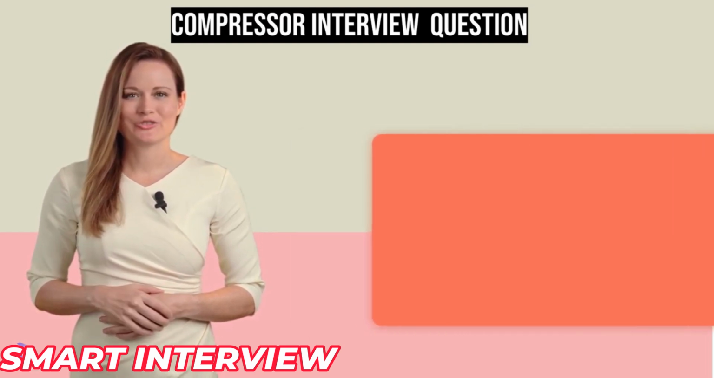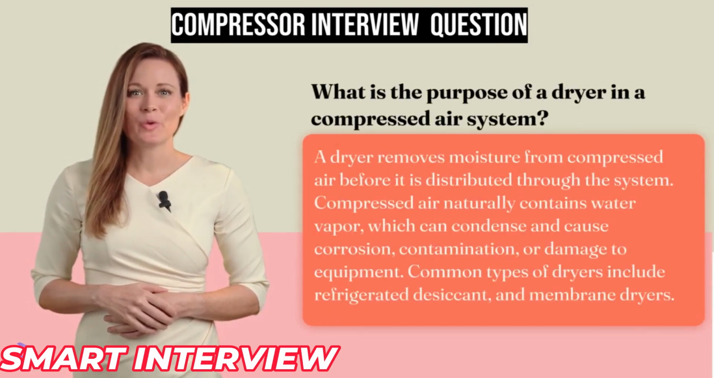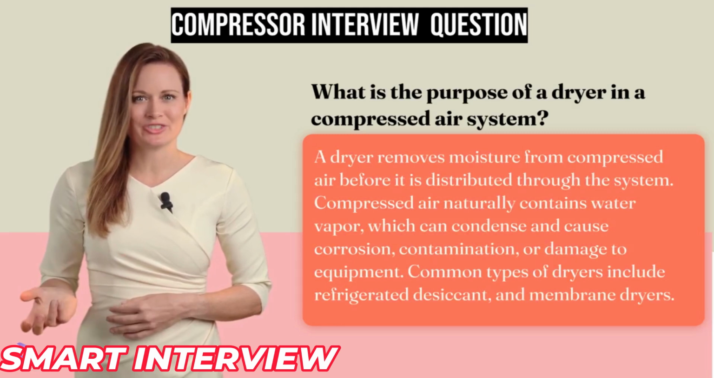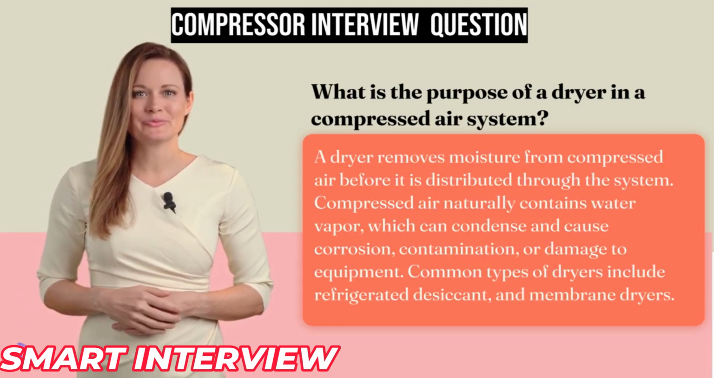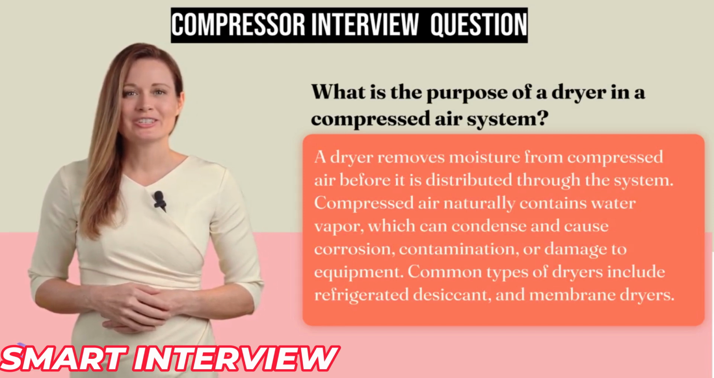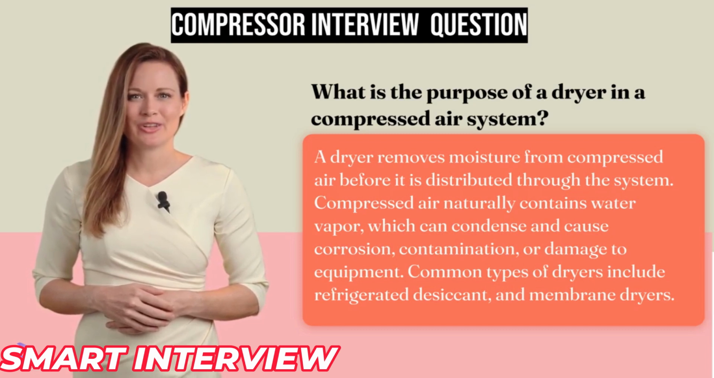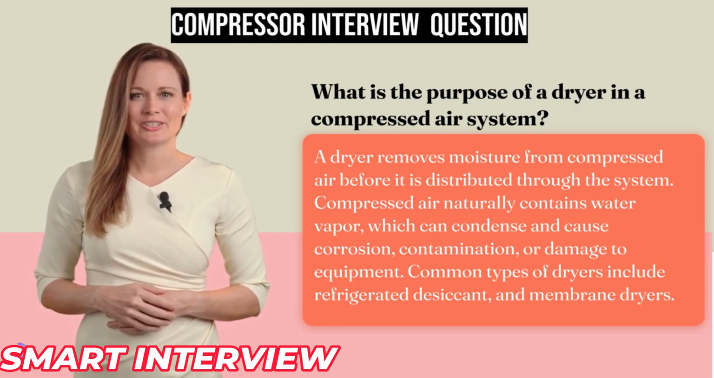What is the purpose of a dryer in a compressed air system? A dryer removes moisture from compressed air before it is distributed through the system. Compressed air naturally contains water vapor, which can condense and cause corrosion, contamination, or damage to equipment. Common types of dryers include refrigerated, desiccant, and membrane dryers.